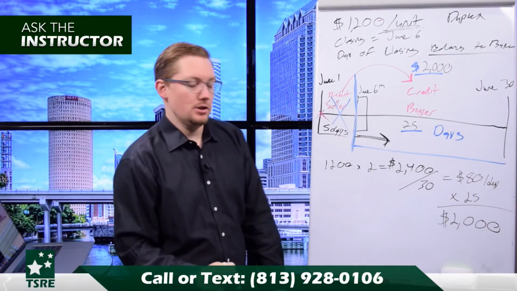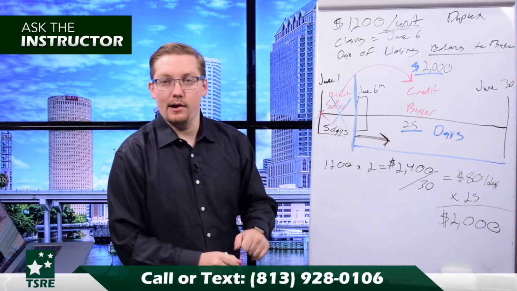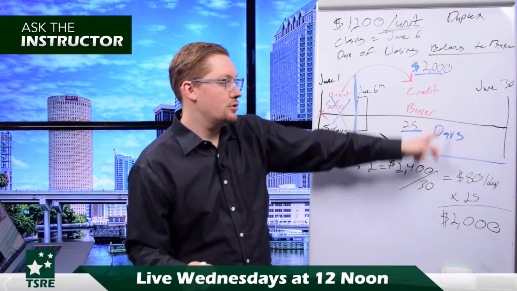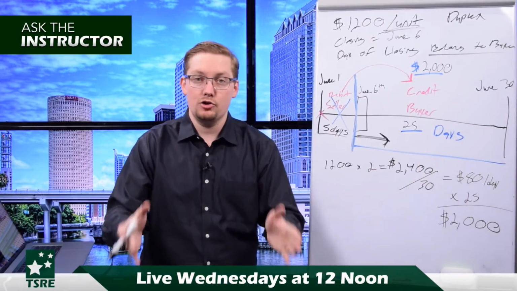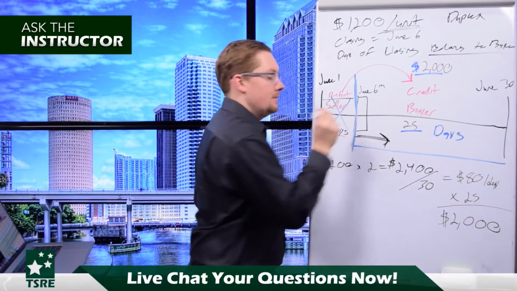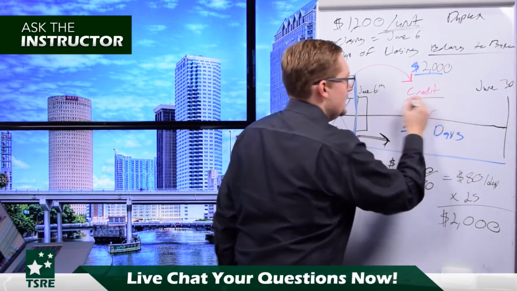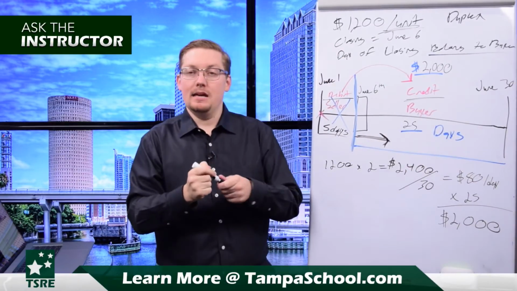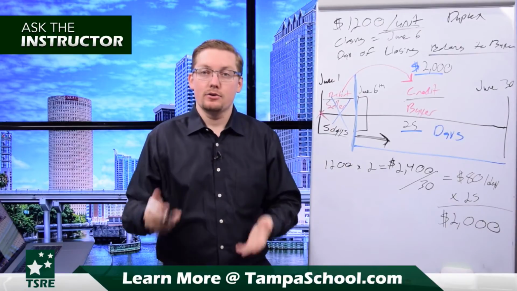But we do the proration, yeah, the seller gets to keep $400, but we don't care about that. We care about the $2,000 that represents the buyer's share of the month, and that gets debited to the seller, payment from the seller, and credited to the buyer. $2,000 debit to the seller, $2,000 credit to the buyer.